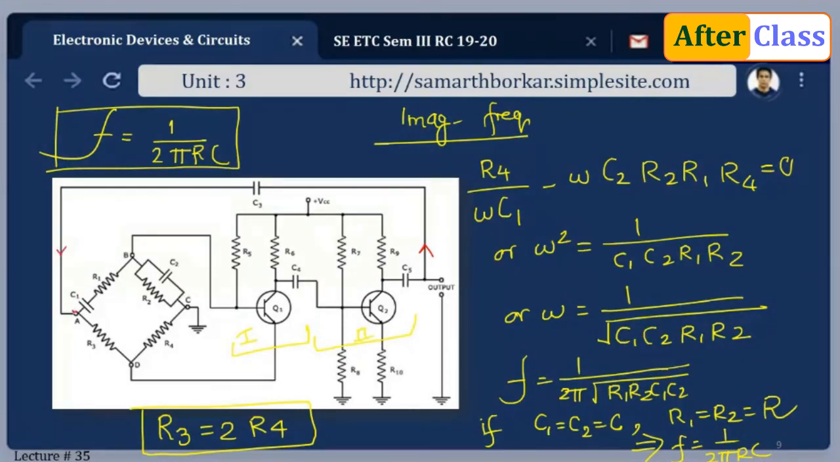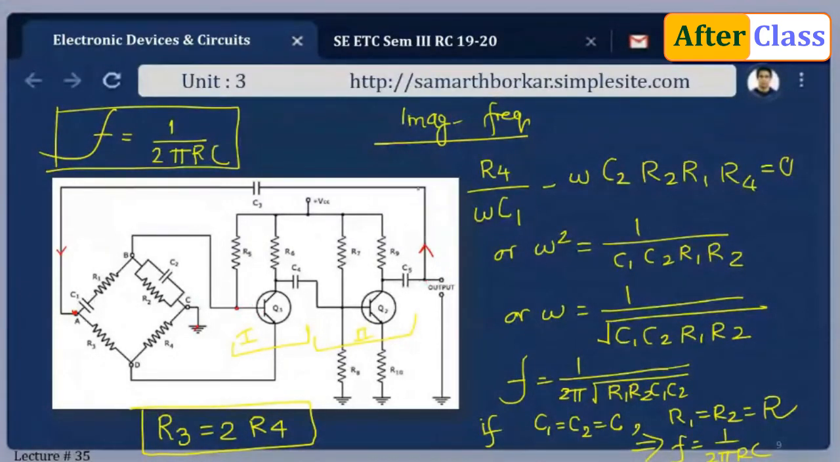And with respect to ground, this here is the ground. So this section will act as a divider. And what will be the input voltage? Input voltage is from the base to the ground. From the base to the ground is the voltage across this parallel combination. So the output from here is getting dropped across these two legs, R1C1 and R2C2, out of which the voltage which is getting dropped here across this parallel combination will act as an input to this amplifier, first amplifier. Fine, I hope this part is clear.